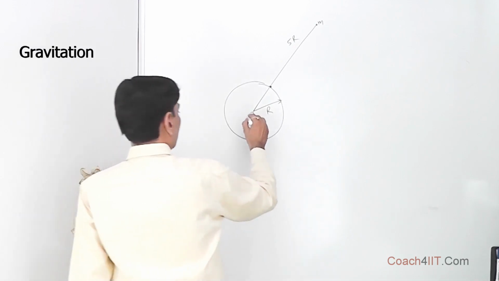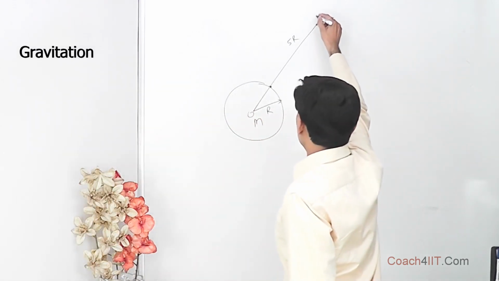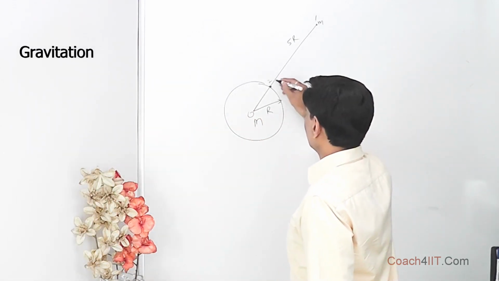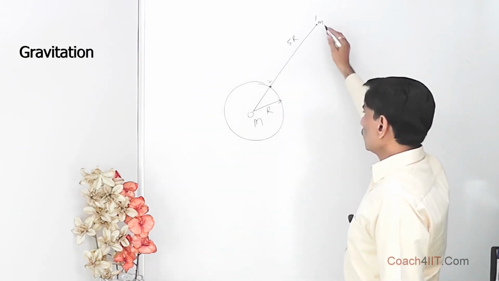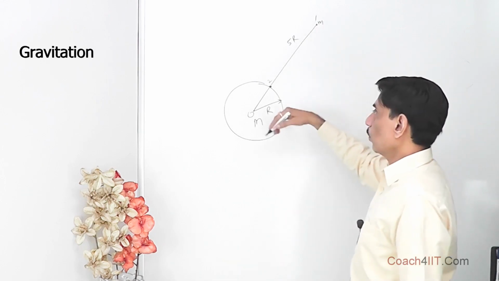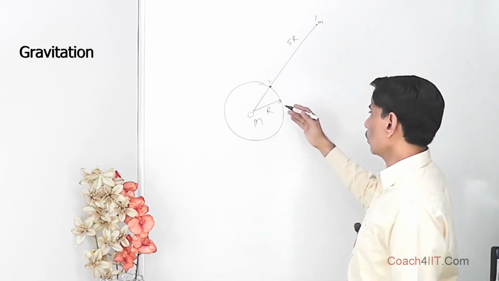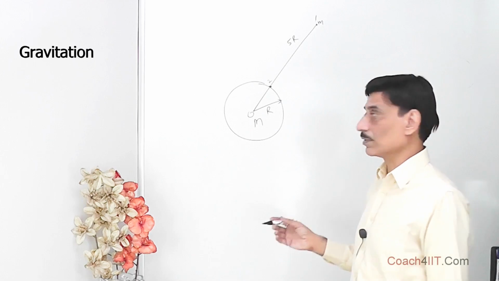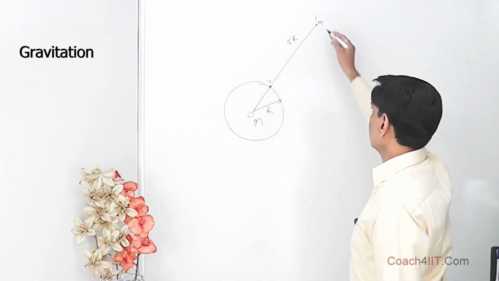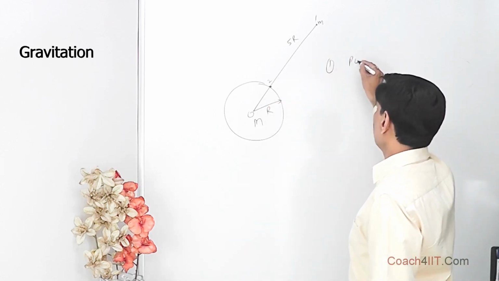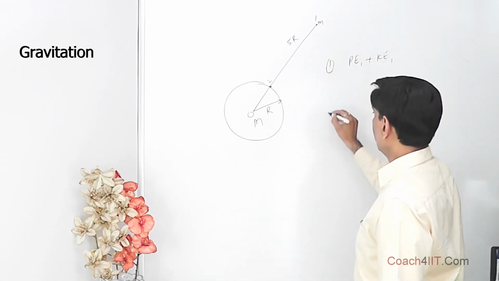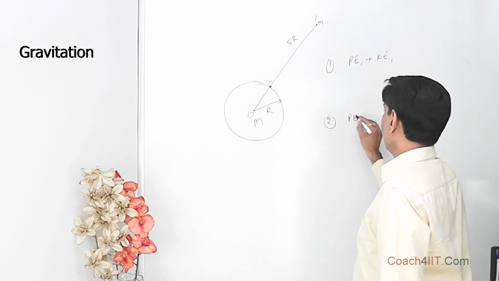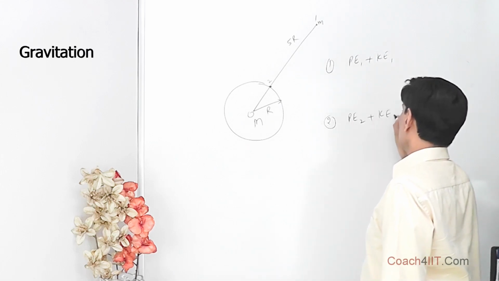So what we say is we take two positions. One is this and the other is when it is going to strike the surface of Earth. Because there are no dissipative forces, because there is no external force, the total mechanical energy of this system is conserved. If we take position number 1, when it is over here, we find P1 plus KE1. And when it reaches over here, once again, we find P2 plus KE2.